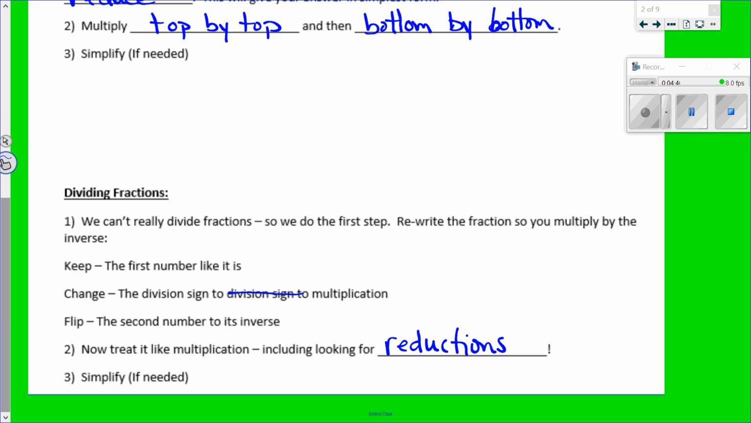Careful on the reductions. You cannot do reductions in division form. You have to wait until it's in multiplication form to do reductions. Can't do reductions until it's in multiplication form. Make sense? Then once again, we're going to simplify if you need to. Questions on any of those? Add, subtract, multiply, divide. 4 separate rules that you need to make sure you have straight.